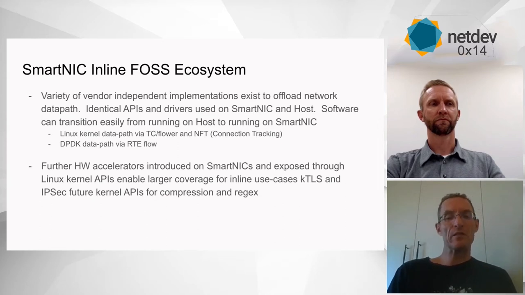We have data path offloads in a kernel fashion via TC Flower, and also recently with connection tracking technology through NetFilter, and for DPDK-based data path through RTE flow. Again, as we said, further hardware accelerators are introduced by SmartNIC vendors and are exposed via APIs. The first two we see kind of ready in the line are the crypto ones. For instance, kTLS and IPsec can be made to run inline already today. And what we see coming up is the need to define those APIs and offload them for compression and regular expression matching.